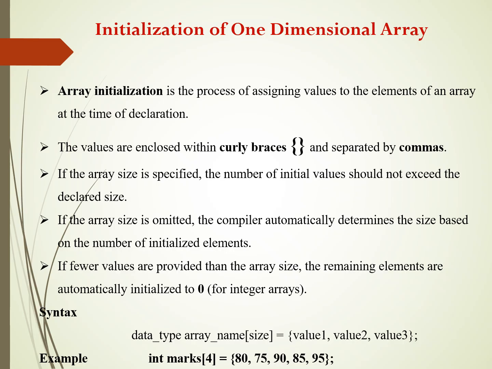There are a few important points to remember. If the array size is specified, the number of values should not exceed the declared size. Otherwise, the program will produce a compilation error. If we omit the array size, the compiler automatically determines the size from the number of values provided. For example, if you write int marks[] without giving the size, and in initialization we give the elements, then it creates an array of the size equal to how many values we have given inside the opening and closing curly braces.